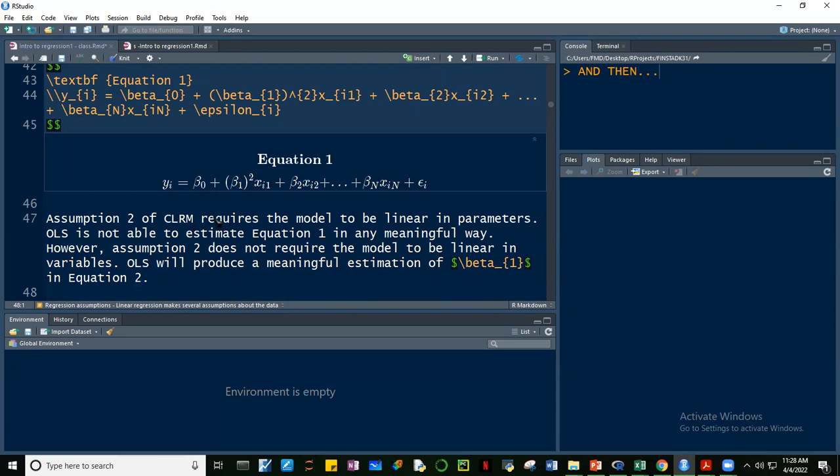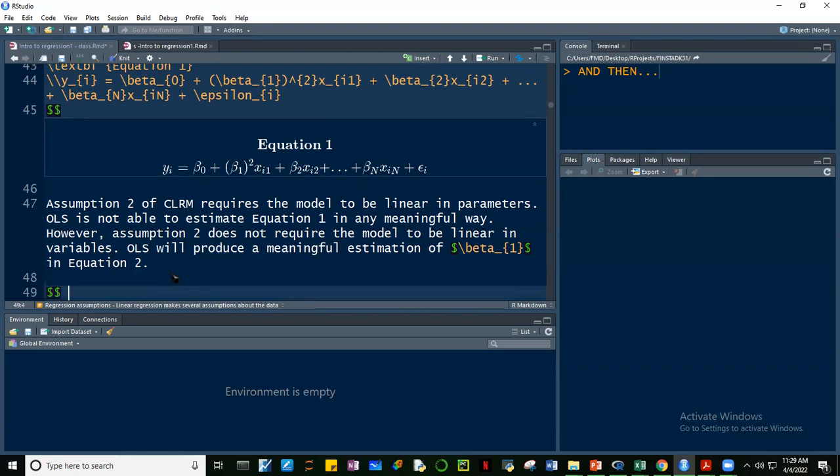Okay, assumption 2, which we mentioned, linearity of the parameters, requires the model to be linear in parameters. No? OLS will not be able to estimate this equation in any meaningful way. Hindi kakayanin, guys, ng OLS, ordinary least squares, yung method na ginagamit natin, to estimate if the parameters are not linear. Okay? Take note that I said the parameters, yung mga estimates natin. Kasi yung mga x mismo, guys, pwedeng naka-log yan. Pwedeng naka-square, it doesn't matter, for as long as the parameters themselves are linear. Okay? Assumption 2 does not require the model to be linear in variables.